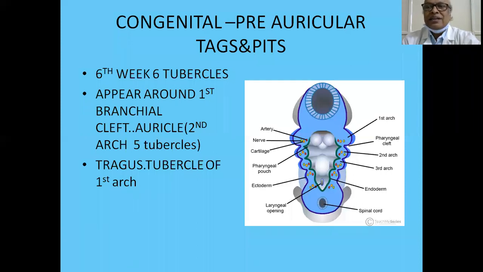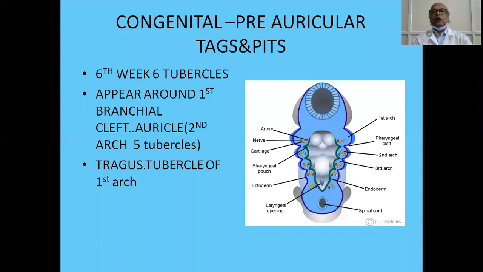Preauricular tags, small nodules, one or two, you may see. They are asymptomatic, but these preauricular pits or preauricular sinuses, sometimes they produce trouble. They get infected and there may be abscess formation and it needs to be drained also. Now, what are these preauricular tags or pits?